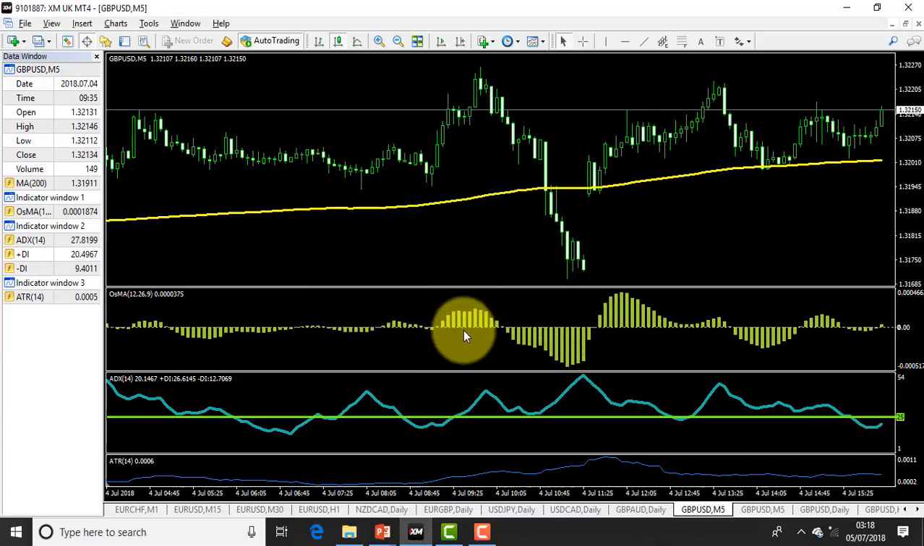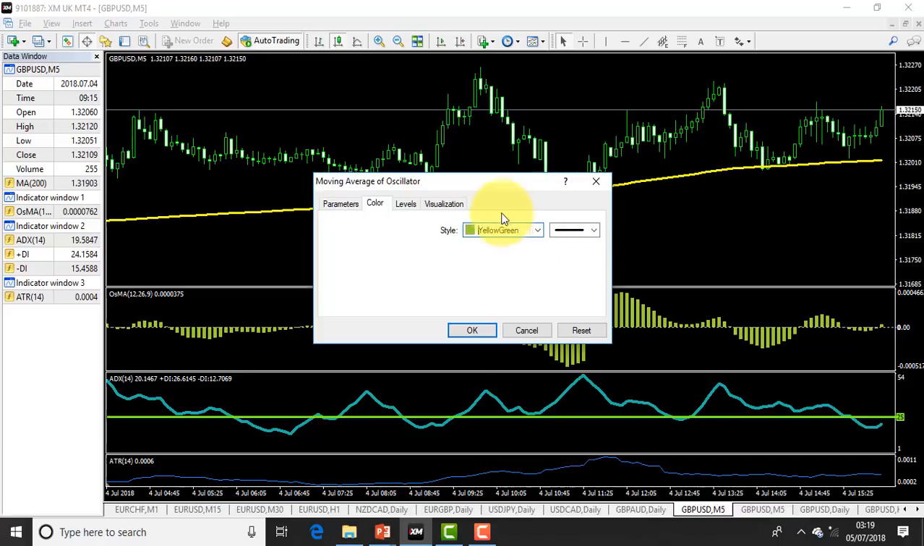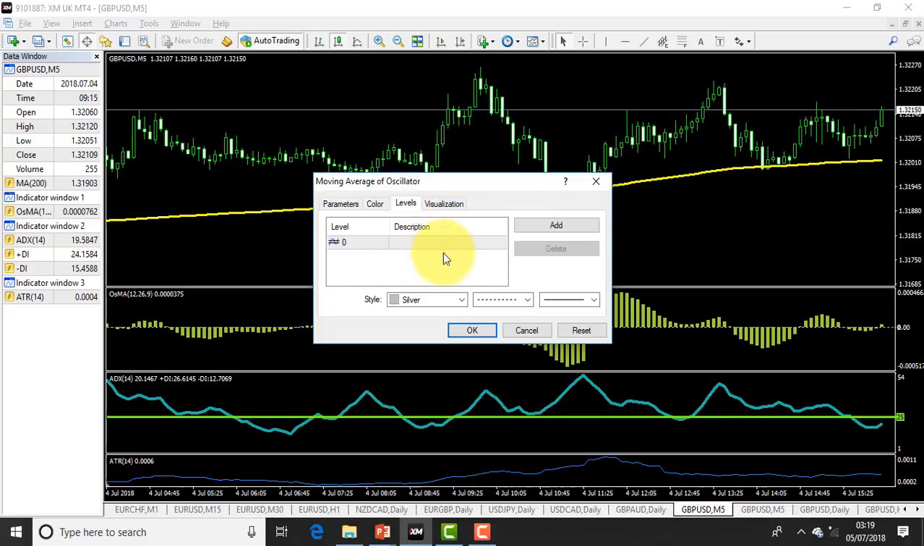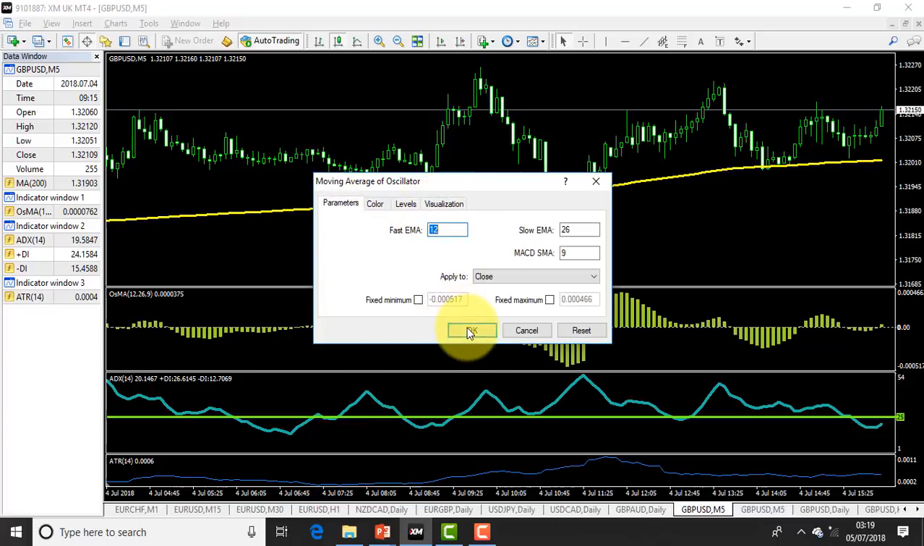Okay, for the OsMA, do you notice what? If you have used MACD before, you realize that these are the same settings as MACD, 12, 26, 9. So it's actually a MACD, but showing us the difference between the two lines of MACD. So color, you might make it whatever color you like. Level, there are no levels. There's a 0 level. Visualization is on everywhere. So 12, 26, 9.